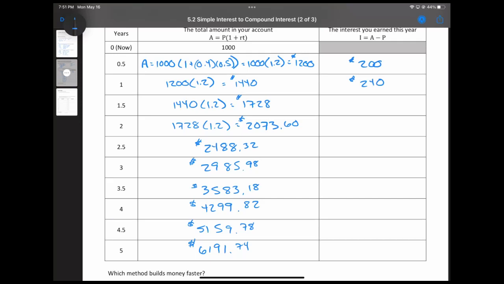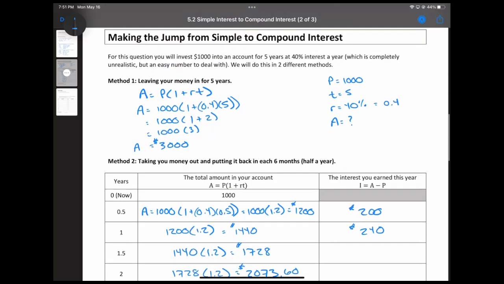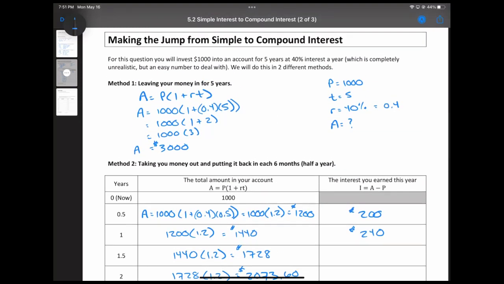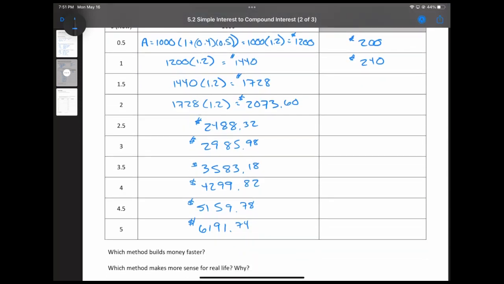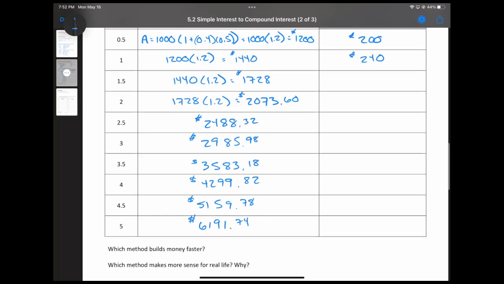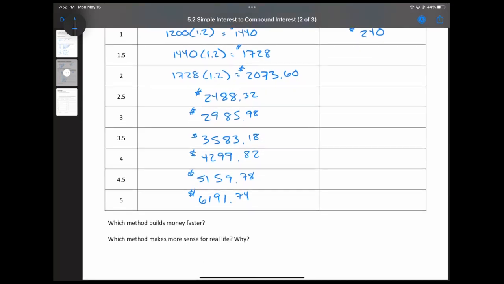Okay, now, just to be clear, all I did was the same investment as my first one. It's just that every 6 months I walked into the bank, took the money out, put it back in. What was the difference? Instead of having $3,000 at the end of the 5 years, I have $6,191.74, which I think is going to answer the question, which method builds money faster?